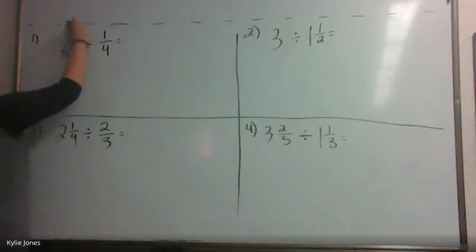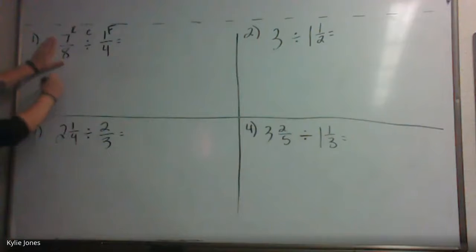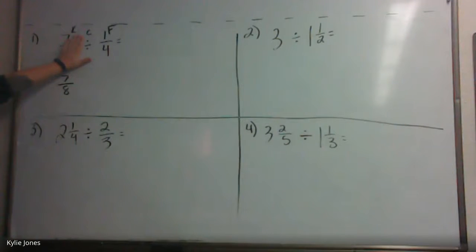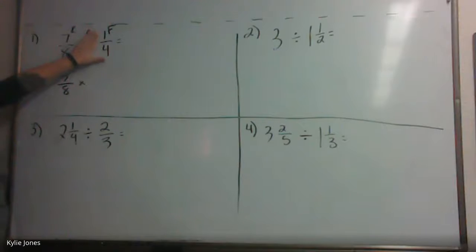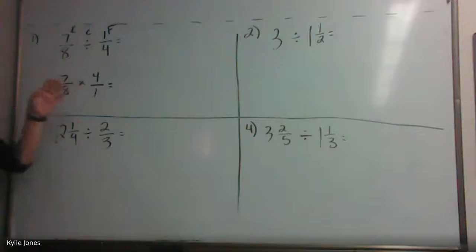So we're going to start with number 1. Keep, change, flip. Keep the 7/8. What do I change division to? Multiplication. Good. And what do I flip 1/4 to become? Well, you got to flip it, right? 4 over 1. And then we can multiply straight across.